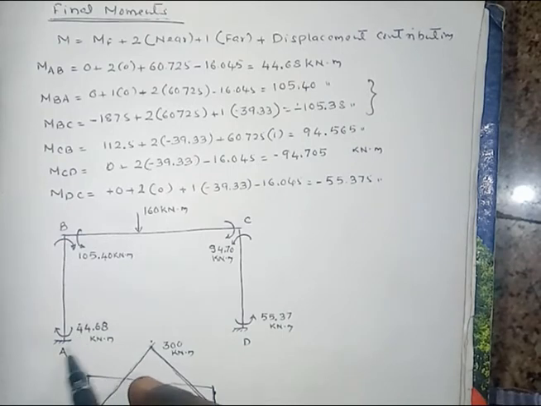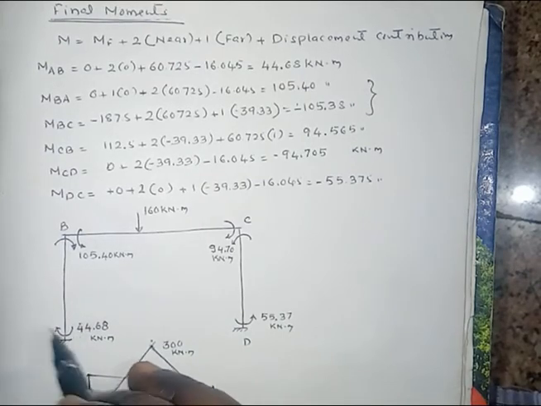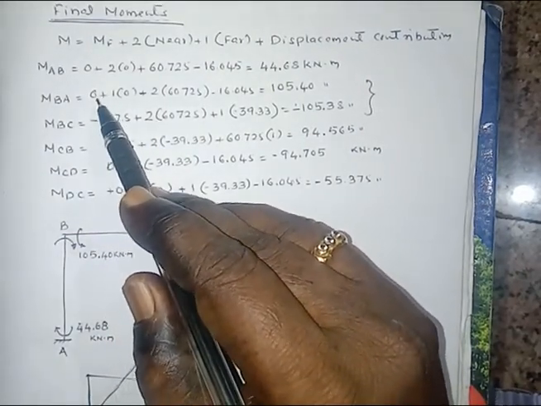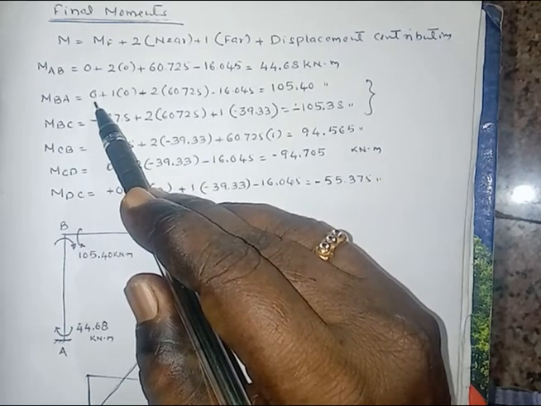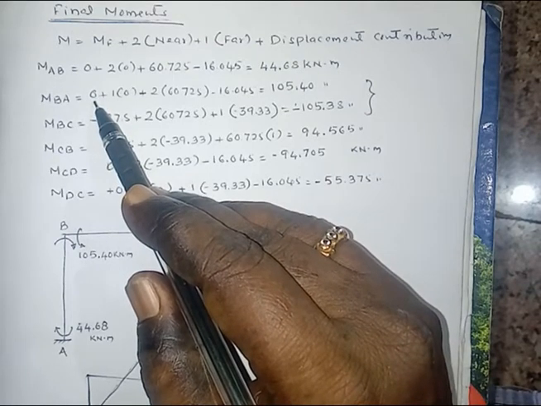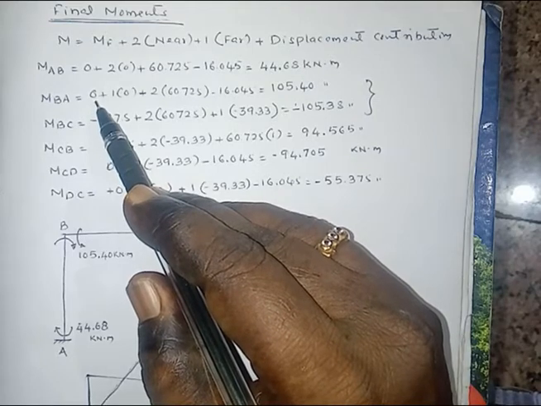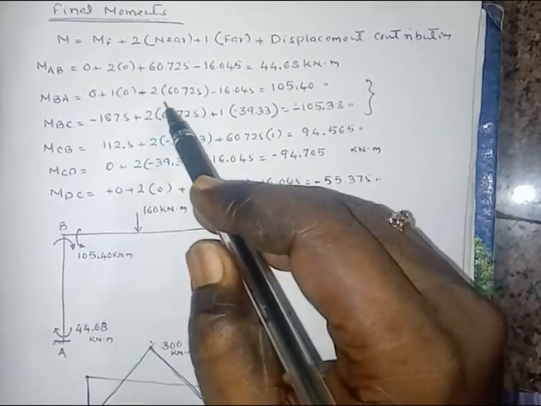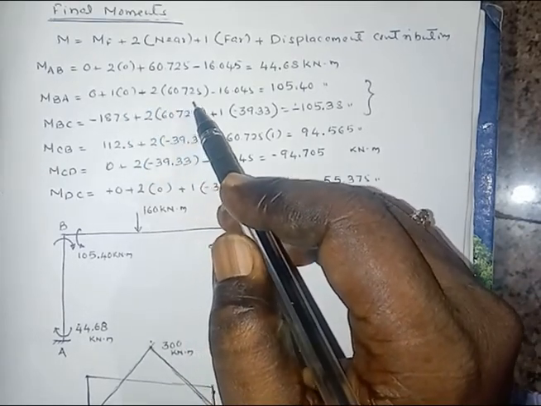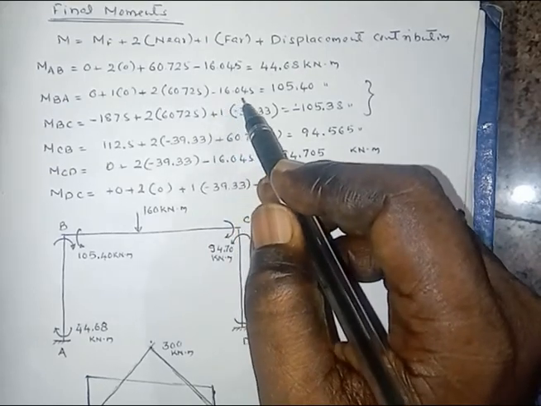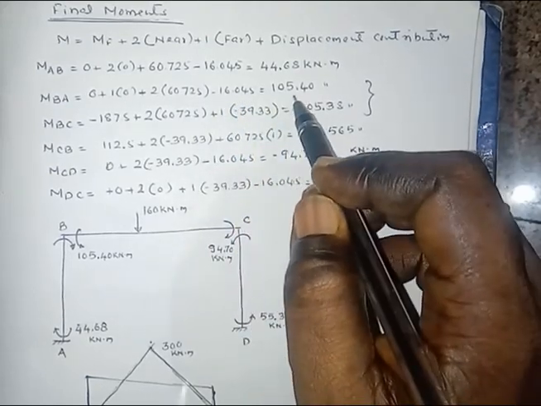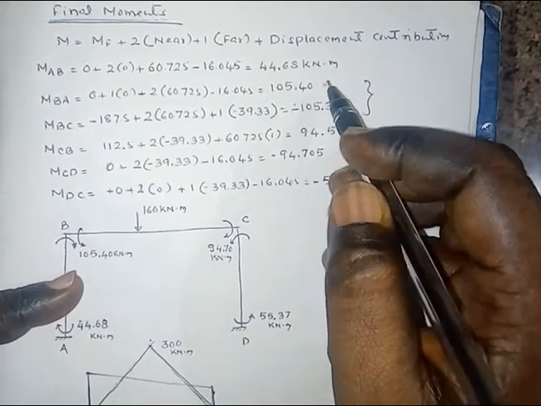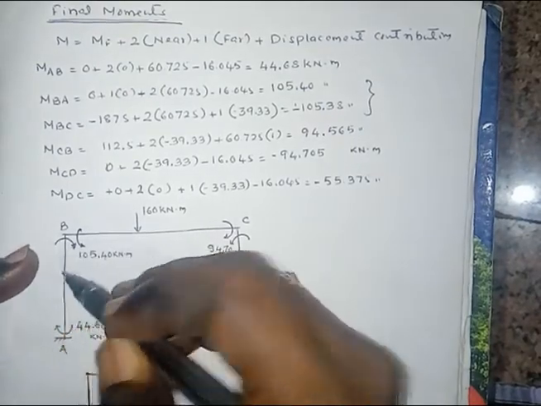MAB is 44.68 kilonewton meter, clockwise. Similarly, for MBA, the fixed end moment is 0, since no loads act in the lateral direction on columns AB and CD. The far end contribution is 0, and the near end contribution is 2 times 60.725, minus the displacement contribution, that is 16.045. After simplification, you will get 105.40 kilonewton meter, positive, which means it is also clockwise.